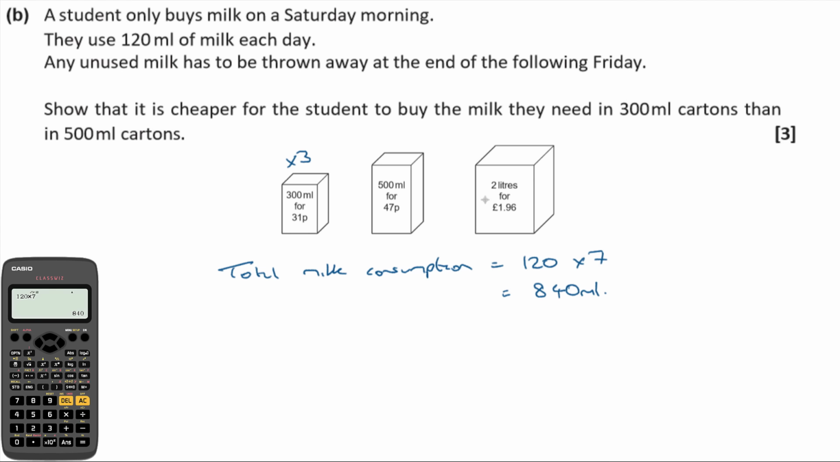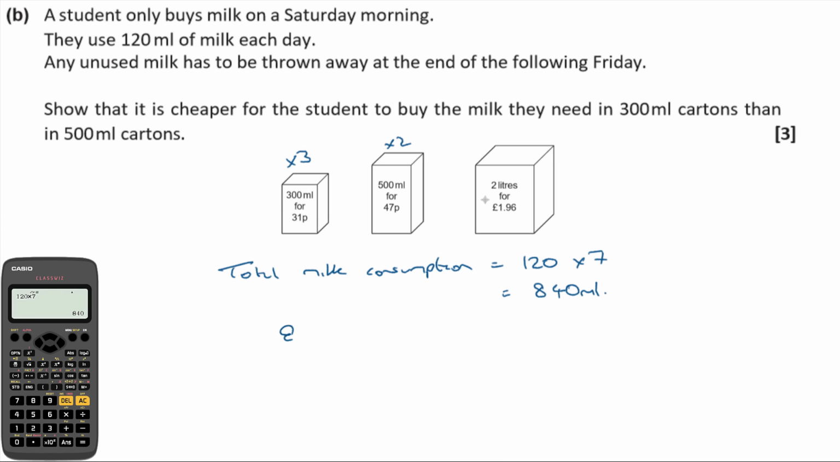Okay, so in order to have 840 millilitres of milk, they're either going to have to buy 3 of those or 2 of those. 3 lots of 300 is 900 millilitres. Or I could do 2 lots of 500 millilitres, which is 1,000 millilitres. Either way, I've got enough milk for the week, haven't I? Now one less would not be enough. I suppose I could buy 2 of the 300 millilitres and 1 of the 500s, but I'm not sure that's going to work out any cheaper, is it? So they're my 2 options.